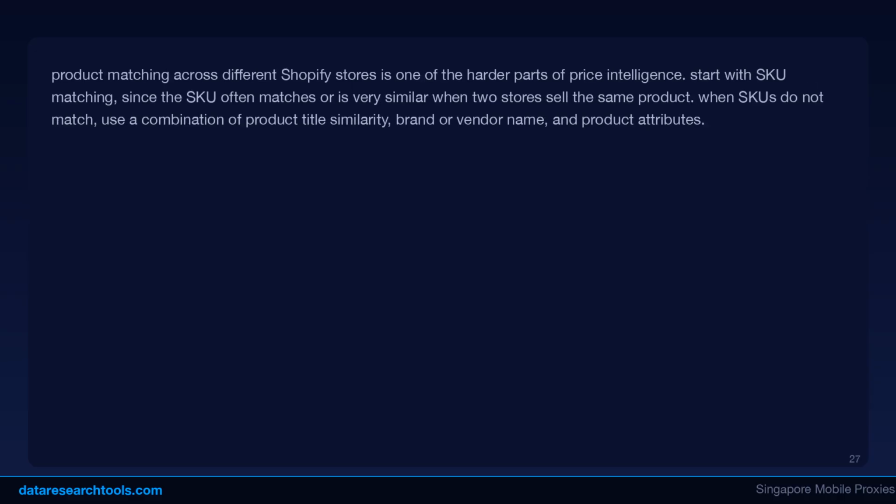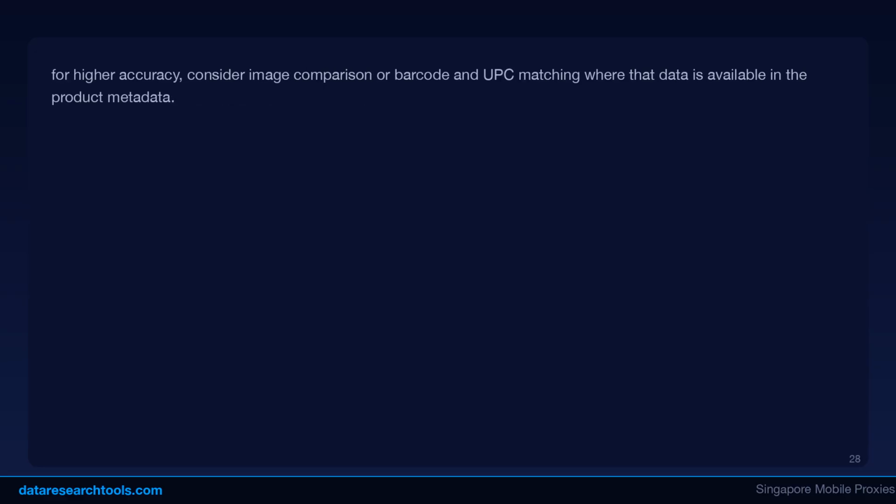The products.json endpoint is simpler and requires no authentication for most stores. The Storefront API offers more control and efficiency for specific queries, but requires a storefront access token. For basic price monitoring, products.json is usually sufficient. For advanced use cases like real-time inventory tracking across many variants, the Storefront API is worth the extra setup.